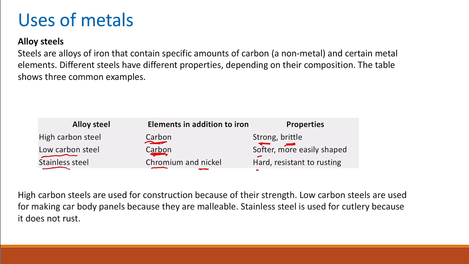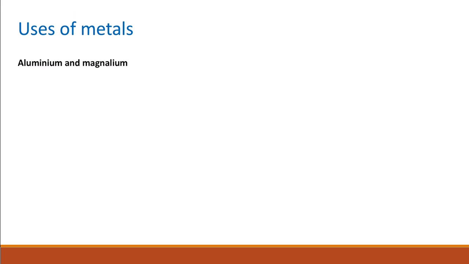So high carbon steel is used for construction because it is strong and brittle, and low carbon steel is used for making cars because it is softer and more easily shaped.